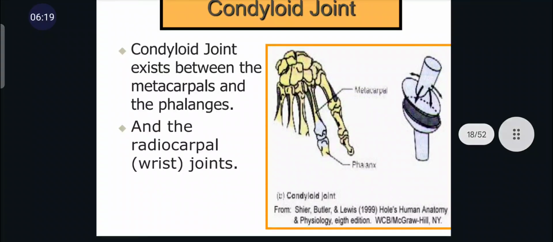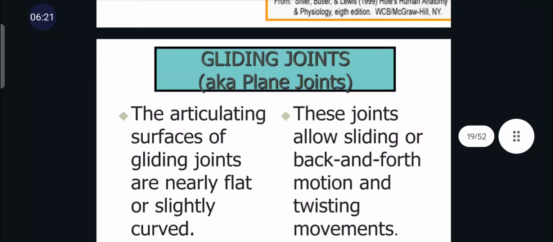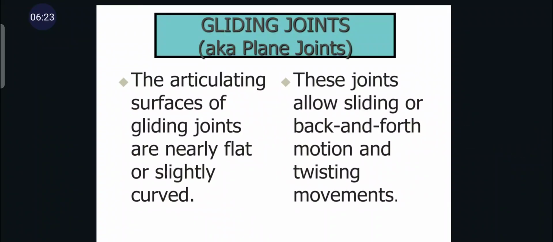and the radiocarpal joints. Next are gliding joints, also called plane joints. The articulating surfaces of gliding joints are nearly flat or slightly curved. These joints allow sliding or back and forth motion and twisting movements.